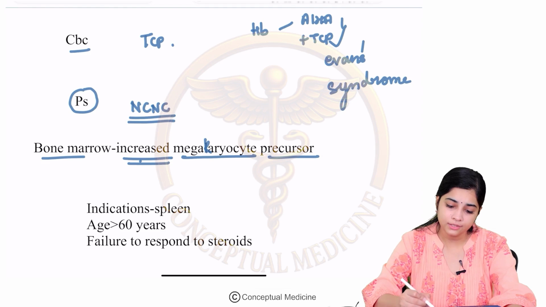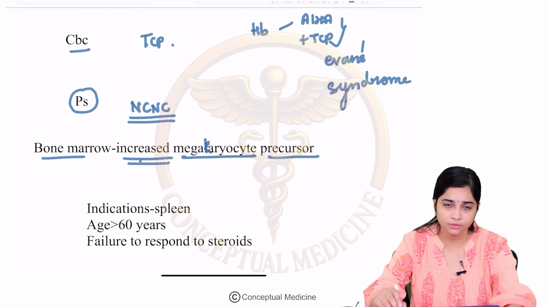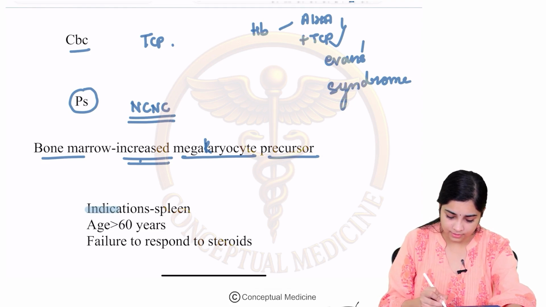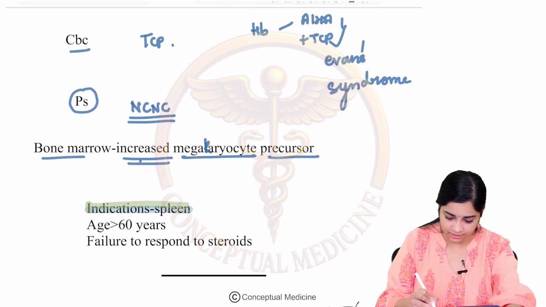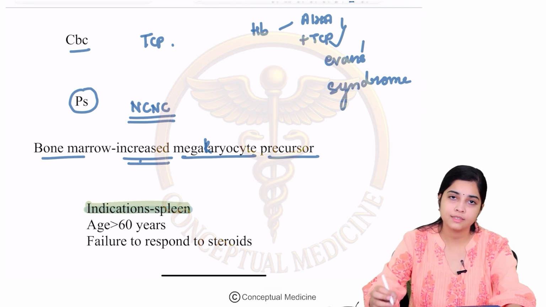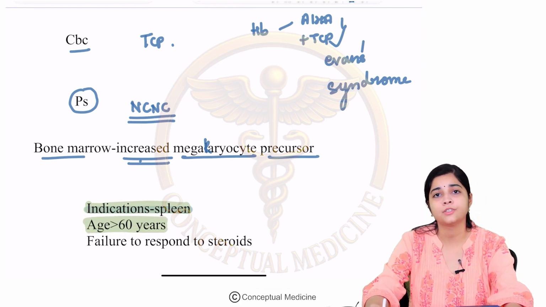There are certain indications for which a bone marrow is definitely required in a patient whom you are suspecting to have ITP. So that includes if the patient has splenomegaly. Okay, so if the patient has splenomegaly, then this is a definitive indication for a bone marrow examination. Another is if the ITP is arising after the age of 60 years.